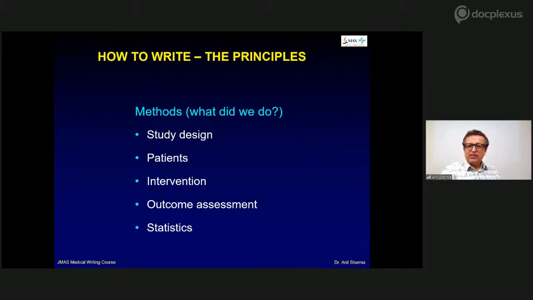The fourth paragraph is the outcome measurements. Okay, what did you measure? What parameters did you record? When did you record them? Okay, the fourth paragraph, the outcome assessment. And finally, what statistics were used? So these are your five paragraphs of the methods, your next five units of thought. And take them one at a time. As you can see, they are all very distinct from each other.